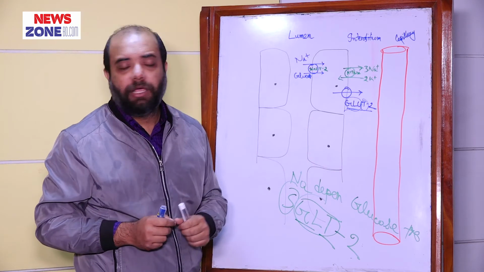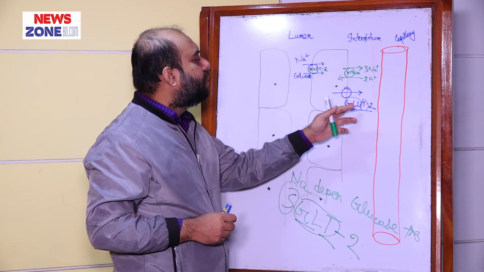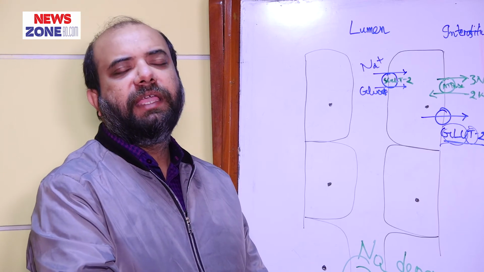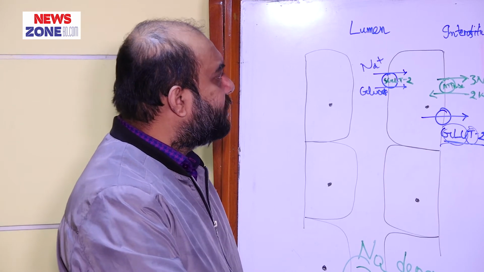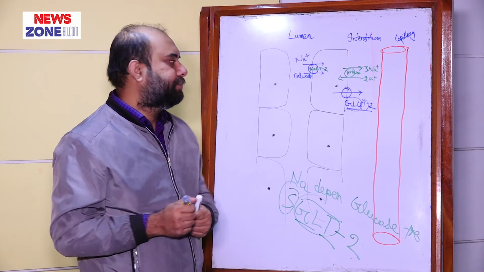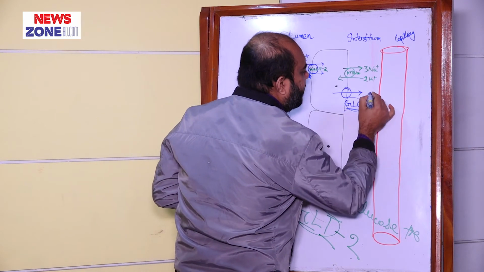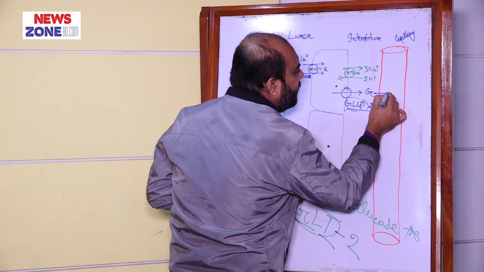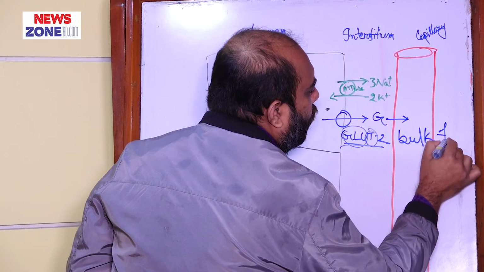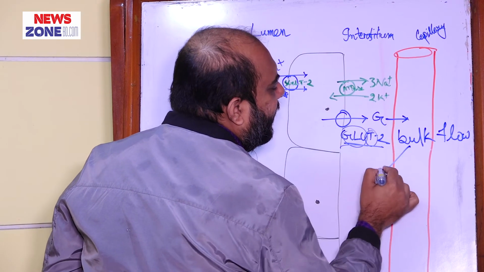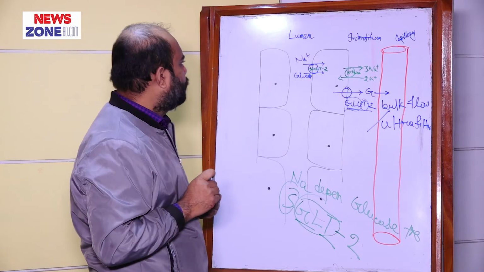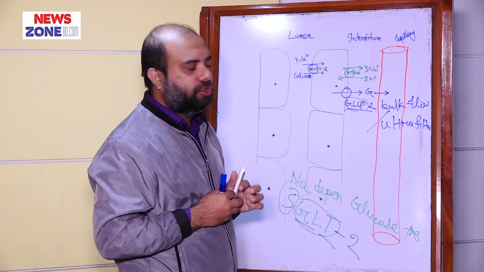And now we will learn about the transportation process of glucose from the interstitium into the capillary. As we discussed in our first class, glucose is transported from the interstitium into the capillary by bulk flow, or we can name it ultrafiltration. So this is all for glucose transportation.